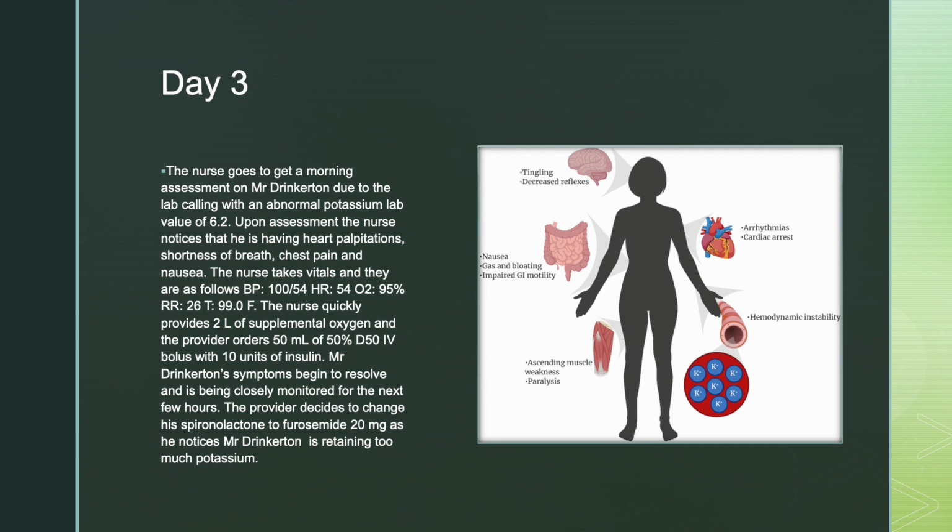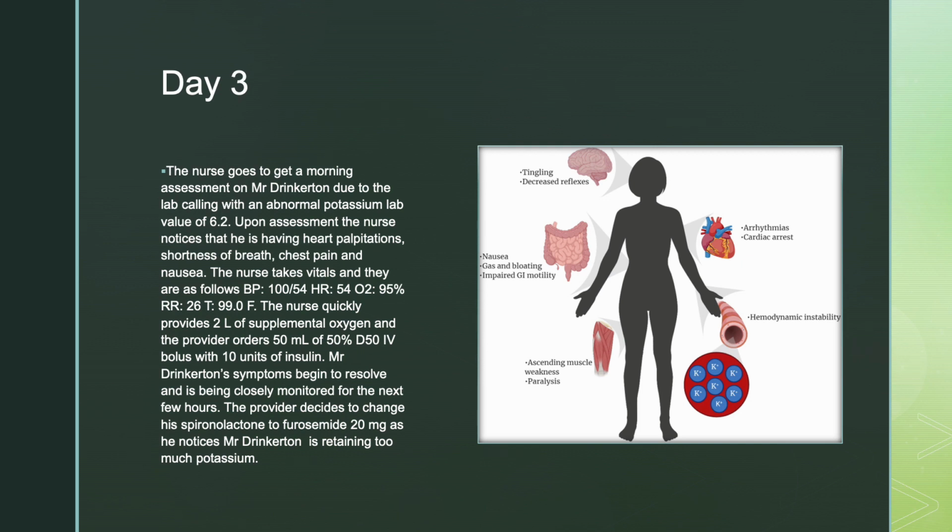So we have day 3. The nurse goes to get a morning assessment on Mr. Drinkerton due to the lab calling with an abnormal potassium lab value of 6.2. Upon assessment, the nurse notices that he is having heart palpitations, shortness of breath, chest pain, and nausea.